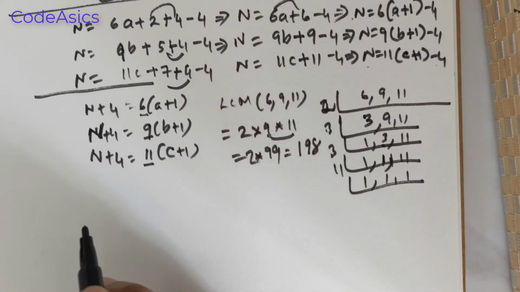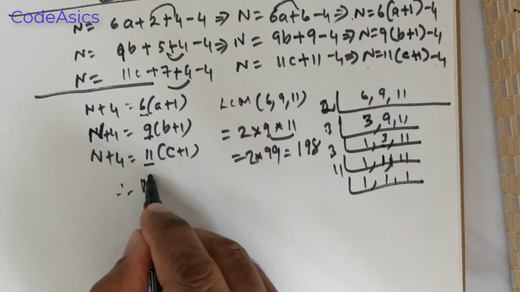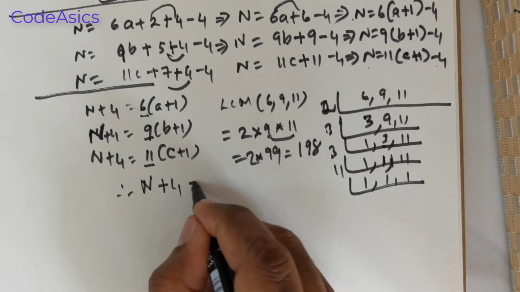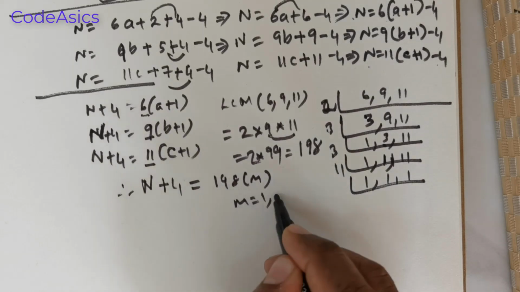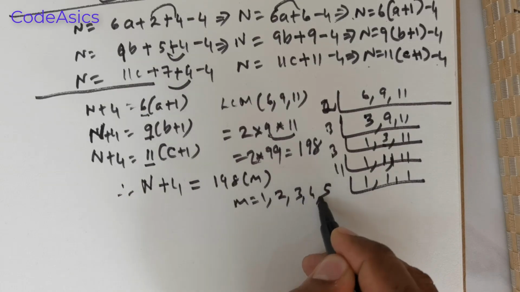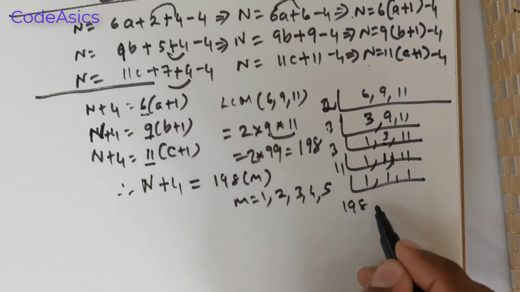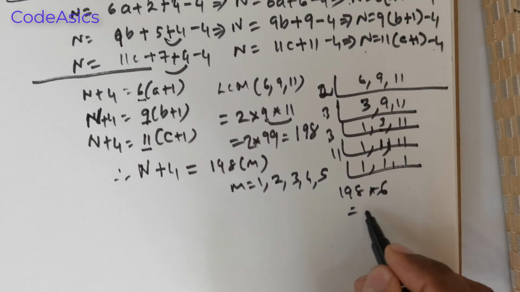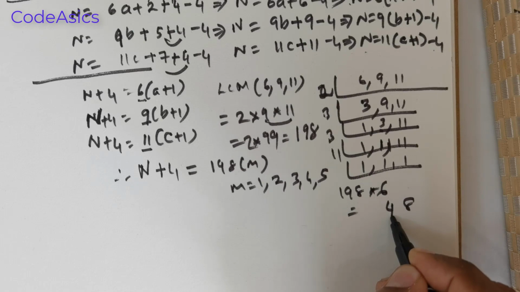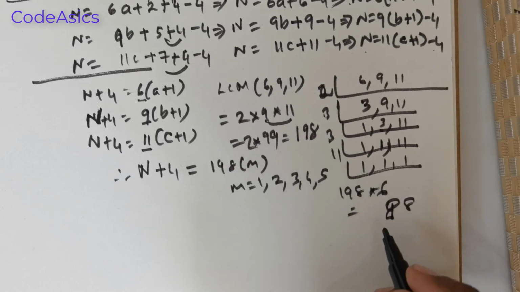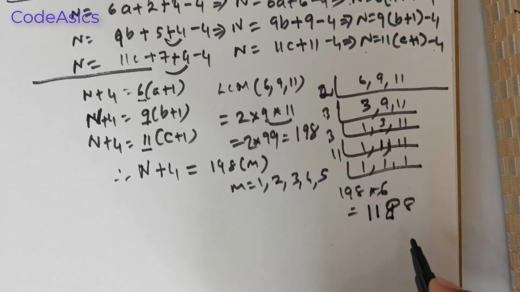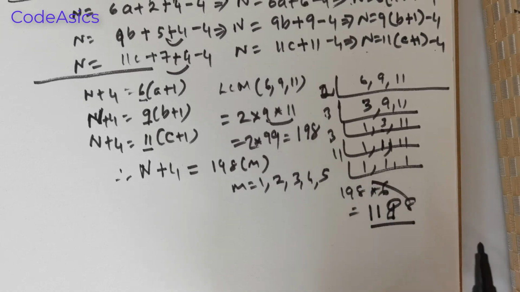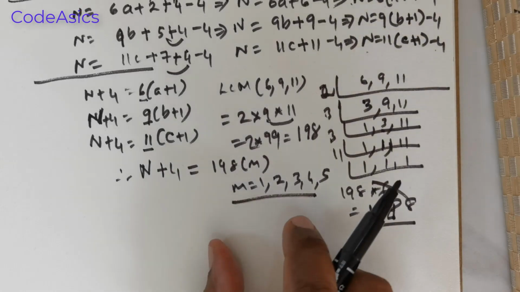So the form of n, therefore n positive 4 should be of the form 198 times m, where m takes values as 1, 2, 3, 4 and 5. Now you may be wondering why I did not take 6, because if you were to multiply 198 by 6, 6 8s are 48, 4, 6 9s are 54, 54 plus 4, that's 58, 5, 6 1s are 6, you add 5, you get 11. So this is a 4-digit number, so I need to drop 6. So this is the value of m.